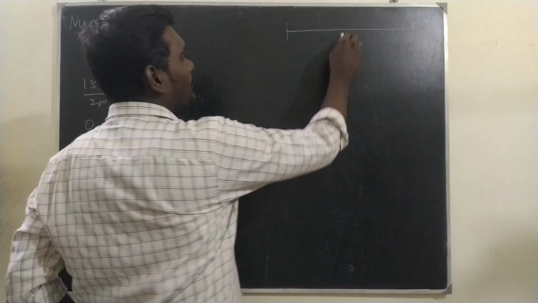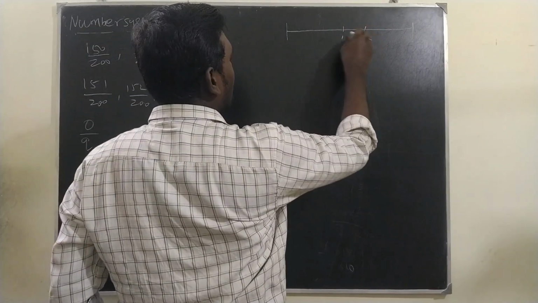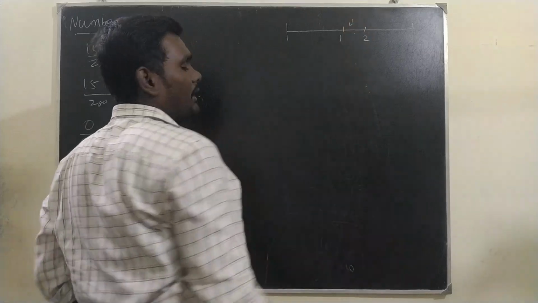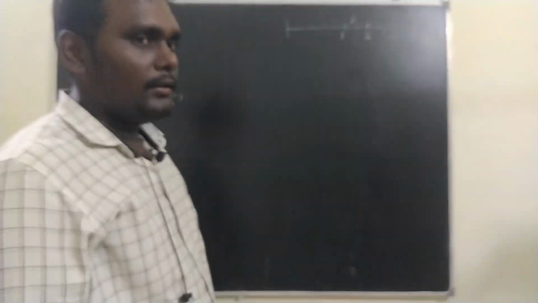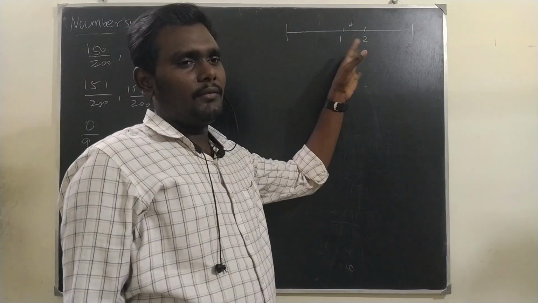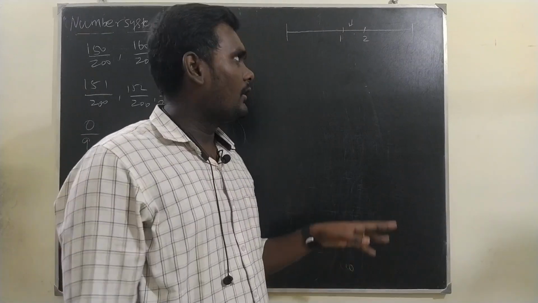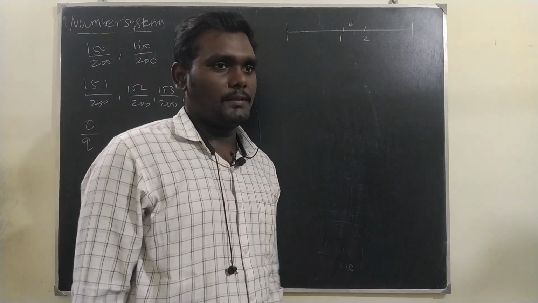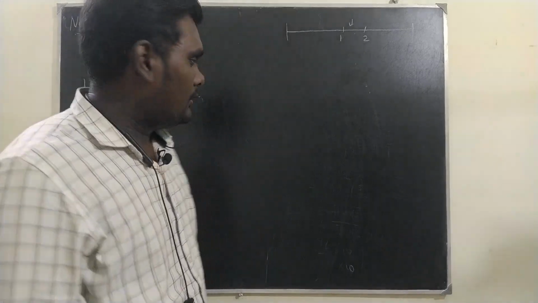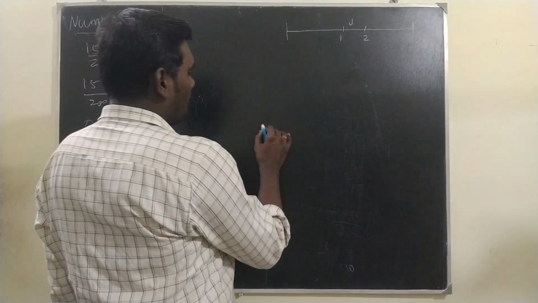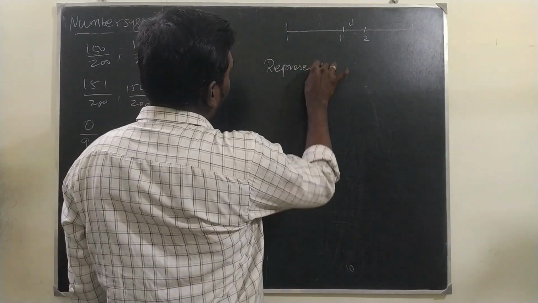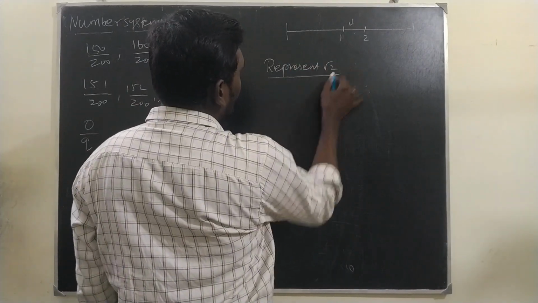In between these two points also, like 1 and 2, we have infinite points, so that we can have infinite numbers in between. Okay, we can't use directly the word infinite, otherwise we may use countless numbers. And then, represent root 2 on the number line.